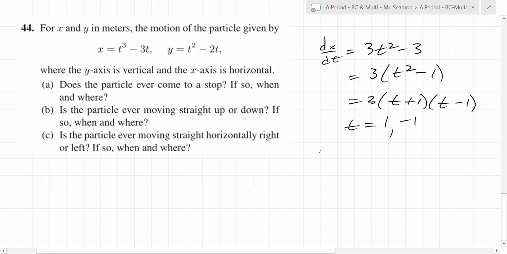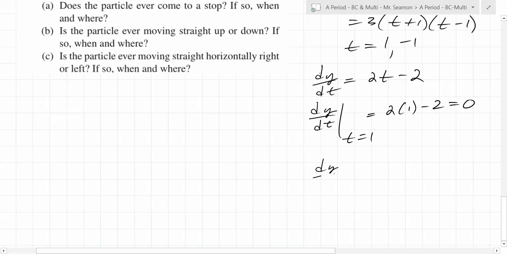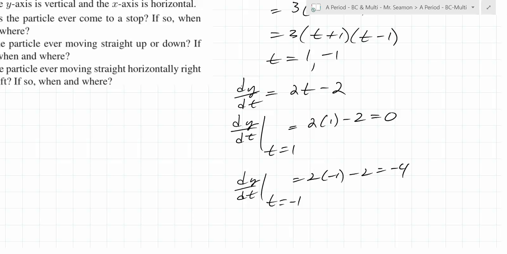So all you need to do now is check dy/dt. What's that equal to? 2t minus 2. So what's dy/dt when t is equal to 1? 0. 2 times 1 minus 2 is 0. But also check, what is dy/dt when t is equal to negative 1? 2 times negative 1 minus 2 is? So at time equals negative 1, the particle is not moving horizontally, it's moving straight down. So that we just checked, and it's not at rest. It helps us answer a later question.